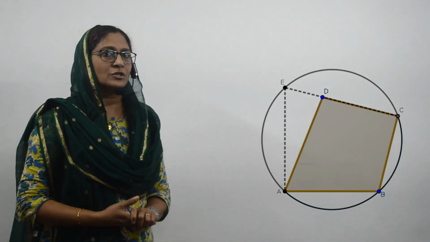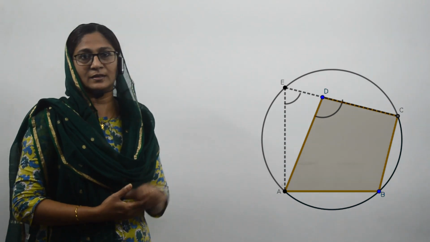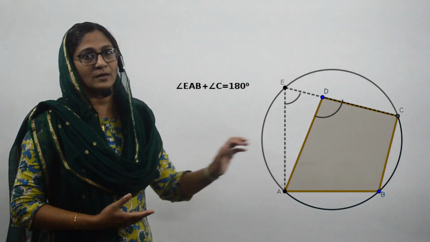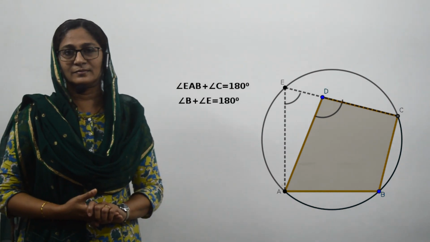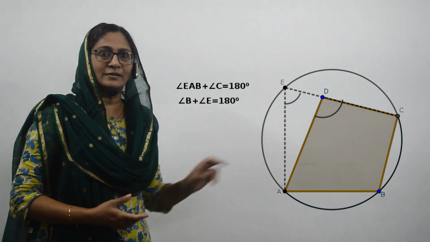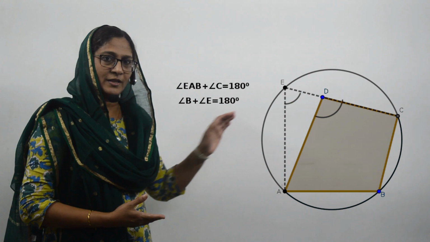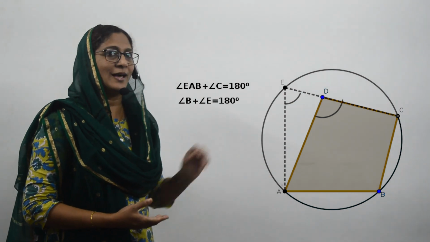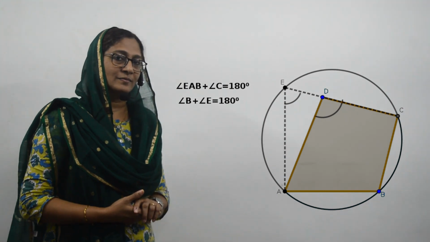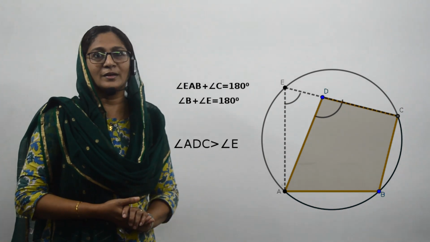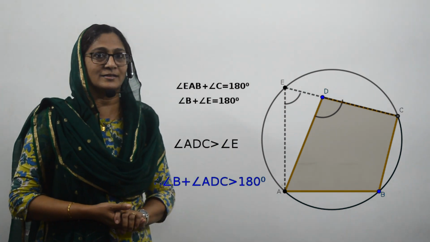Now, what about angle B plus angle E? Yes, the point E is on the circle, so angle B plus angle E is supplementary. But look at our angle D. What do you think about angle D in connection with angle E? Surely angle D is larger than angle E. Well, doesn't that mean that angle B plus angle E is greater than 180 degrees?